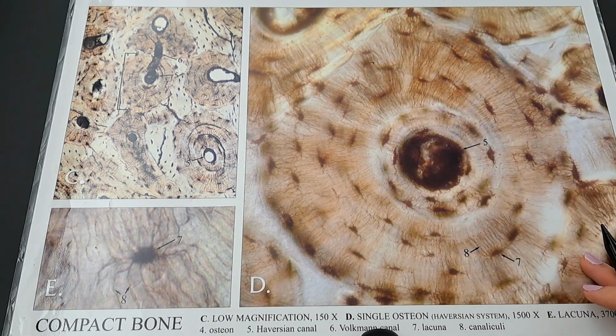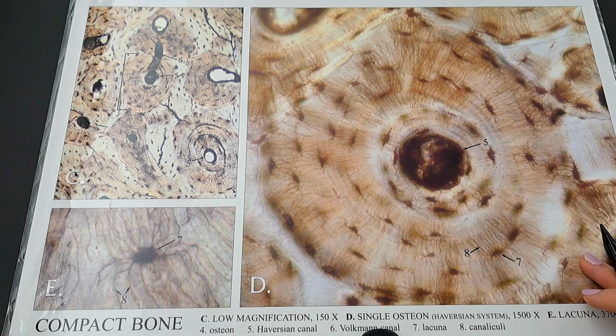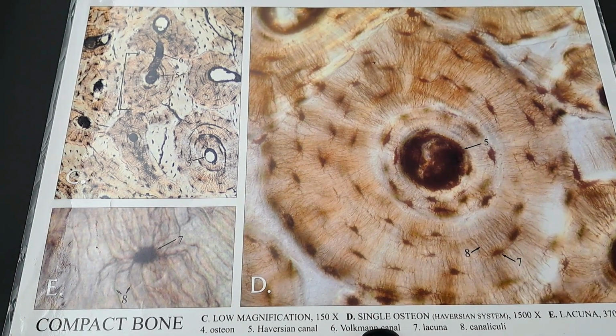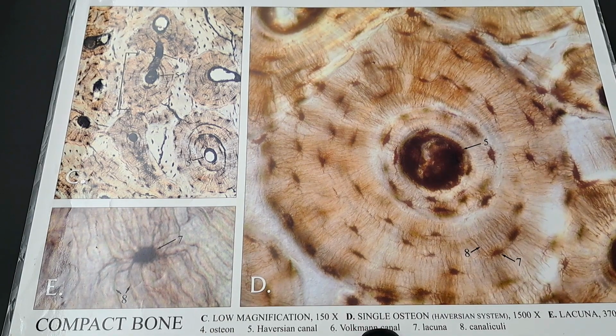Also, we have two types of marrow in the bone. We have the yellow marrow and we have the red marrow. The red marrow is the blood cell forming marrow.